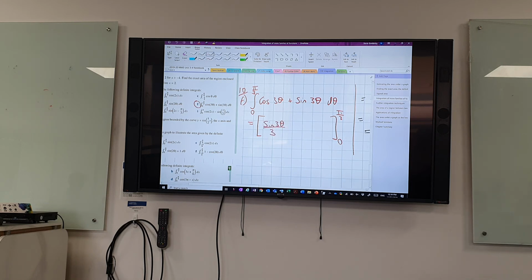Divided by 3. Now this is where it's a little bit more of a yike. Cos integrates into sine, but remember when you're integrating, you're doing the opposite of differentiation. And because it's not just theta, it's 3 theta, you don't times by the differential, you divide by the differential. What's the differential of 3 theta? 3. And so you go, whoa.